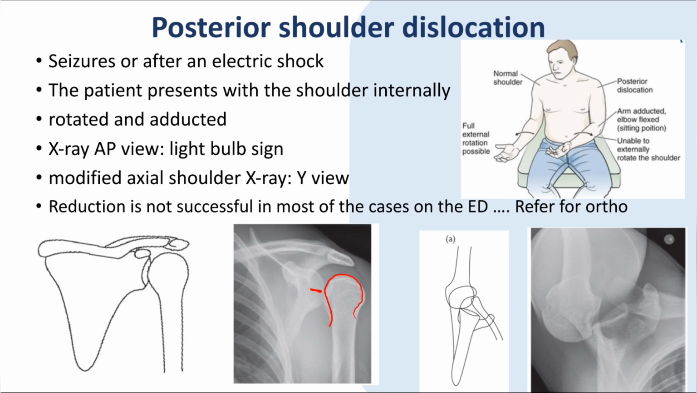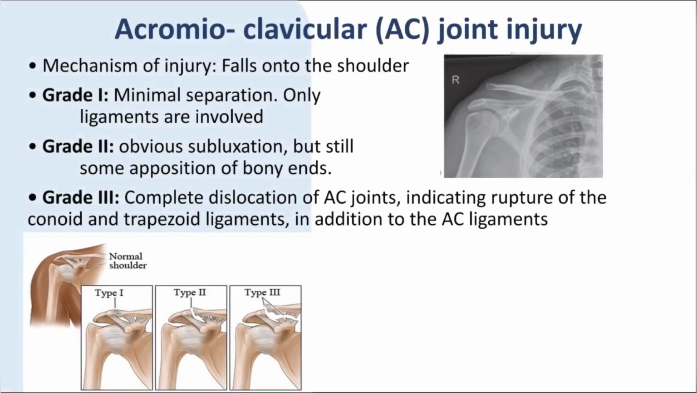So if you do a modified X-ray view, which is very difficult to obtain and leads to a lot of pain, it looks like this. You see there is clearly displacement of that joint. Reduction is usually not successful in the emergency department. That's why you have to refer to the orthopedic team.